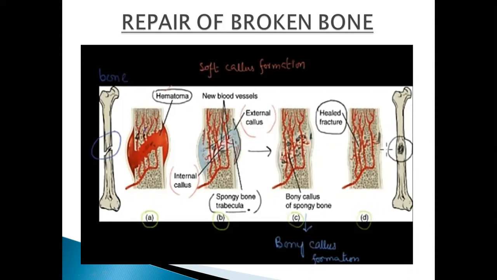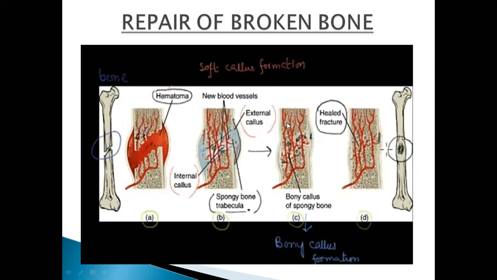Fibroblasts and osteoblasts migrate into the fracture site and begin to construct the bone. So these types of cells migrate here and start to repair the bone with the help of the formation of internal callus and external callus. Next to it is the third step, that is the bony callus. Here you have seen that this was the soft callus formation. New blood vessels are also forming here.